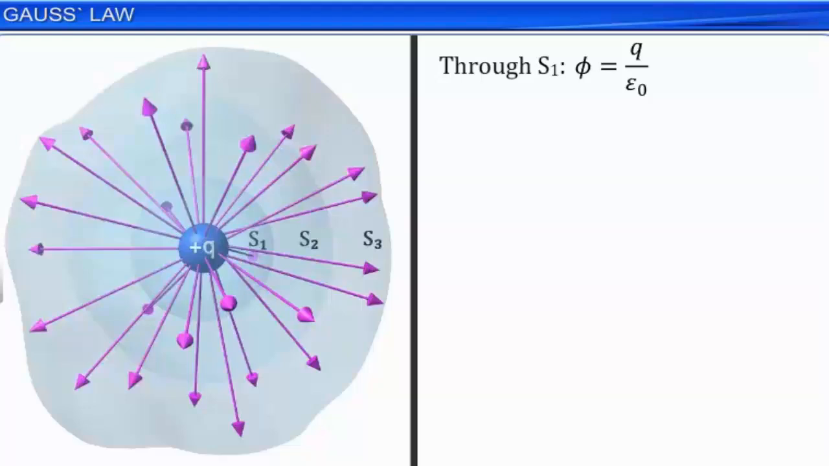Hence, the net flux through S2 and S3 is equal to net flux through S1. That is, phi is equal to Q by epsilon naught.